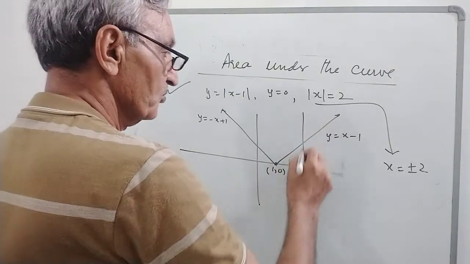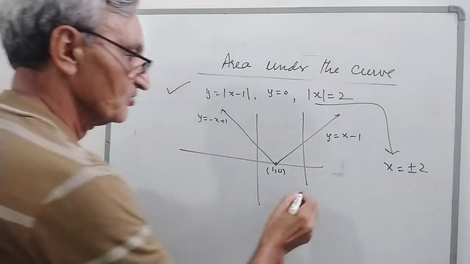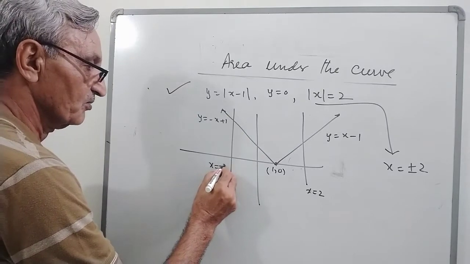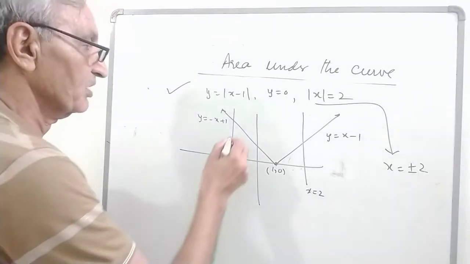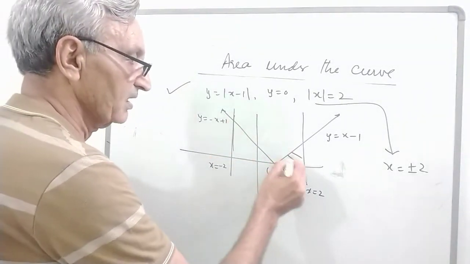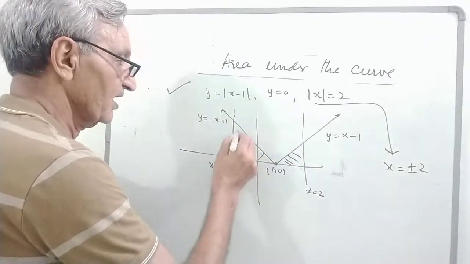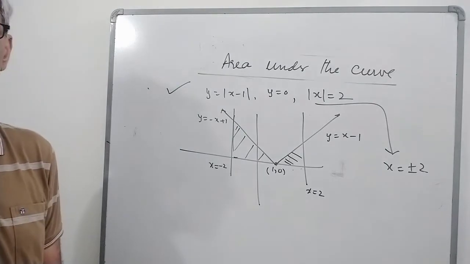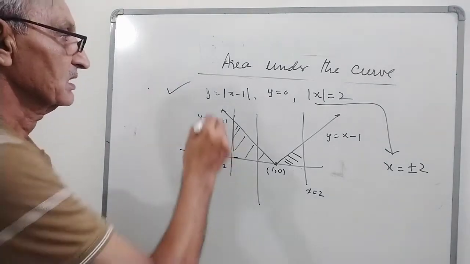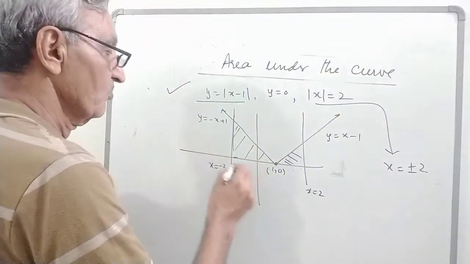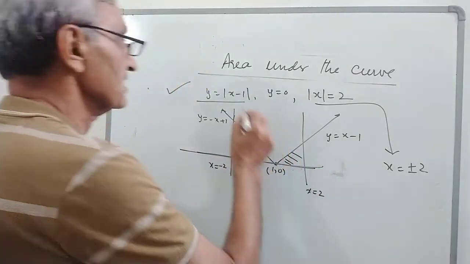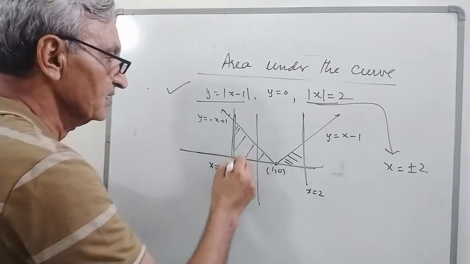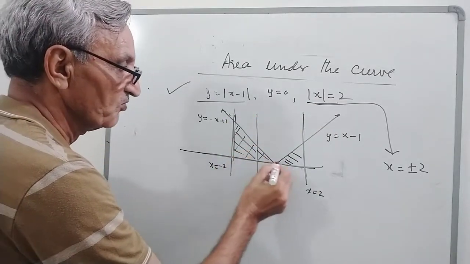X is equal to 2 means this line, and x is equal to minus 2 is here. We find the area between these lines. This is the area we want to find out, the area between this and y is equal to 0, which is the x-axis. This means these two lines, and this is my area I want to find out.